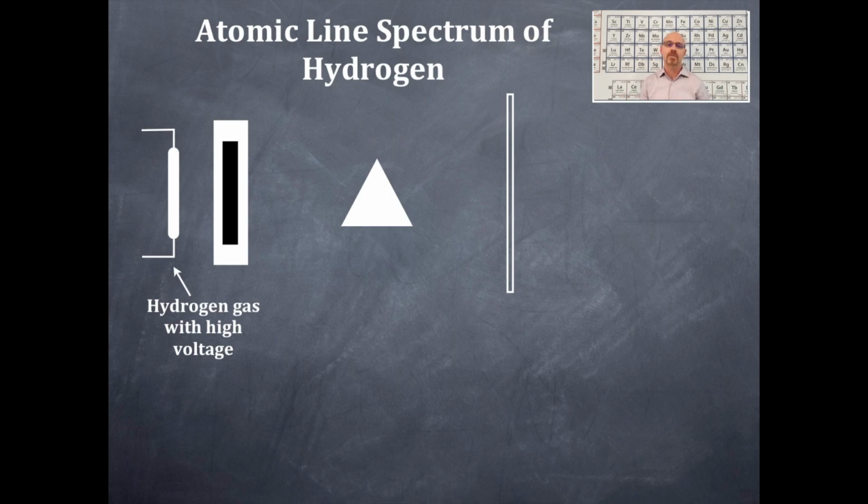We're going to apply a tremendous amount of voltage to that. We're going to pass that light through a slit. That way we focus the light, and we can focus that light through this prism. This prism is going to separate the light in terms of its wavelengths.